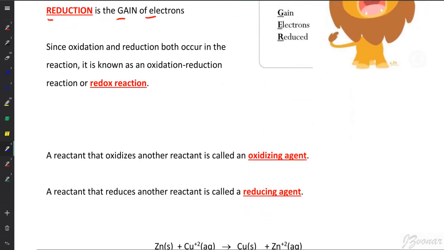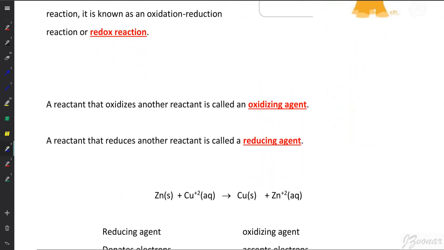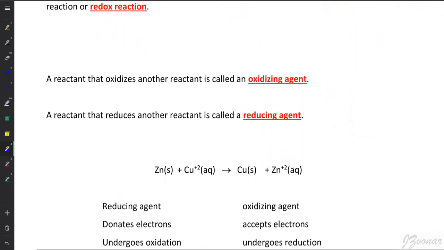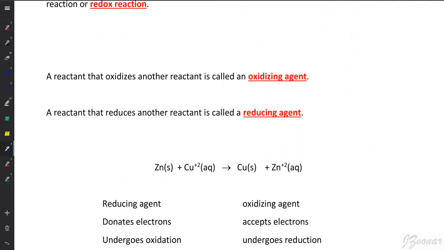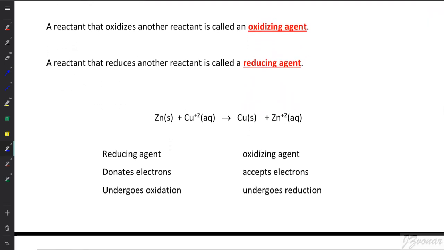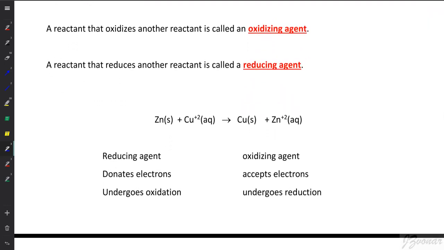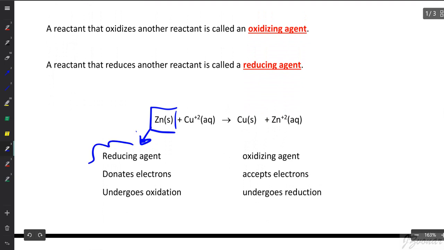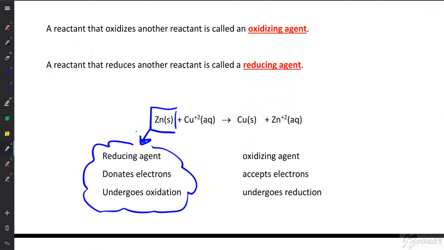Now, a reactant that oxidizes another reactant, we call it the oxidizing agent. So lots of new terminology here. And the reactant that reduces another reactant is called the reducing agent. So if we look at our example that we just did, we see here that the zinc is my reducing agent because it's the one that's donating the electrons. Hence, it's undergoing oxidation.